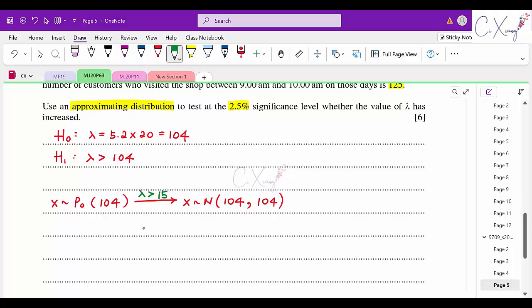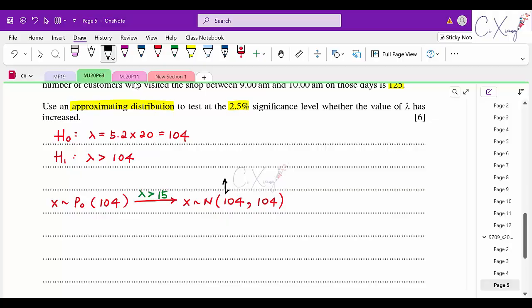All right, so you can see that we are changing Poisson to normal. And to carry out the test, what should I have here? I need the observed value to carry out the test.